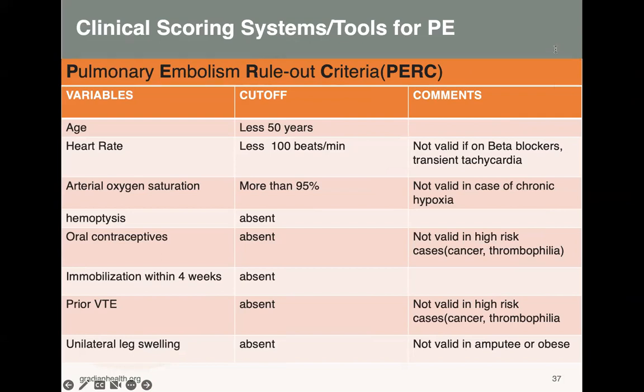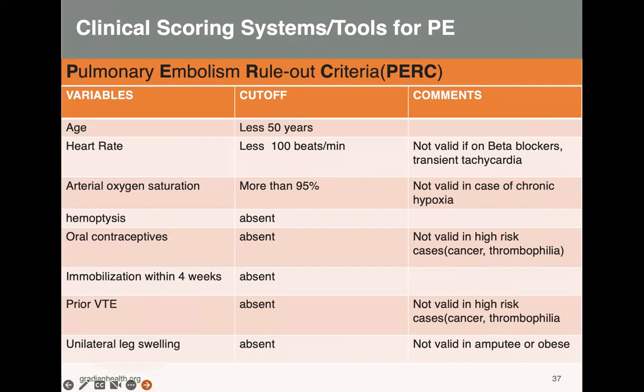Sometimes it's important to remember all these comments. If they're on beta blockers, then disregard the heart rate. For a patient who is a chronic COPD patient, then obviously you know that they're already used to a hypoxic state, so the oxygen saturation may not be high. If a patient is amputated, then you don't expect them to have any lower limb swelling. So you don't even have to think about the lower limb swelling. So you have to remember the comments and not just focus.